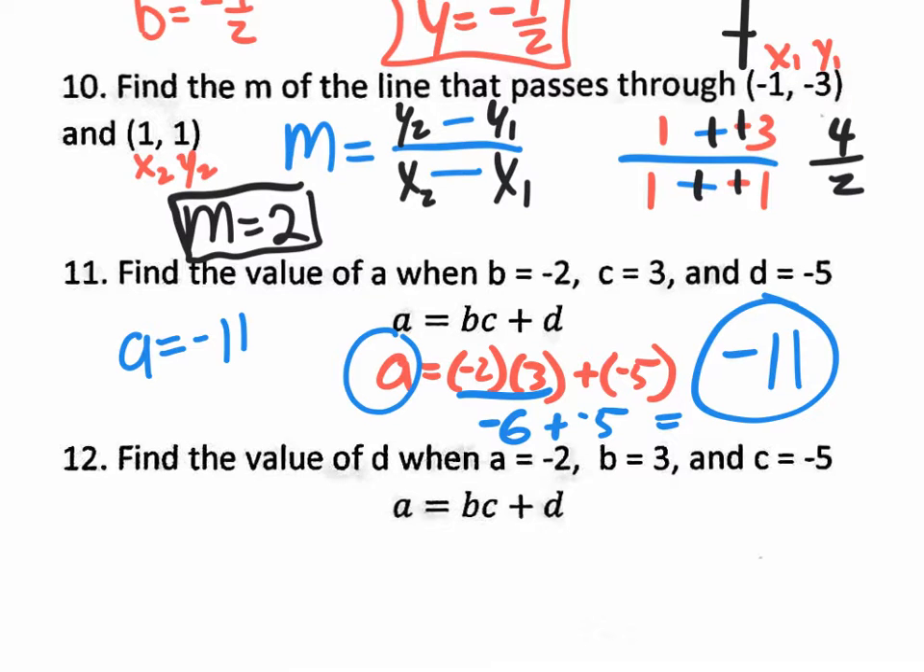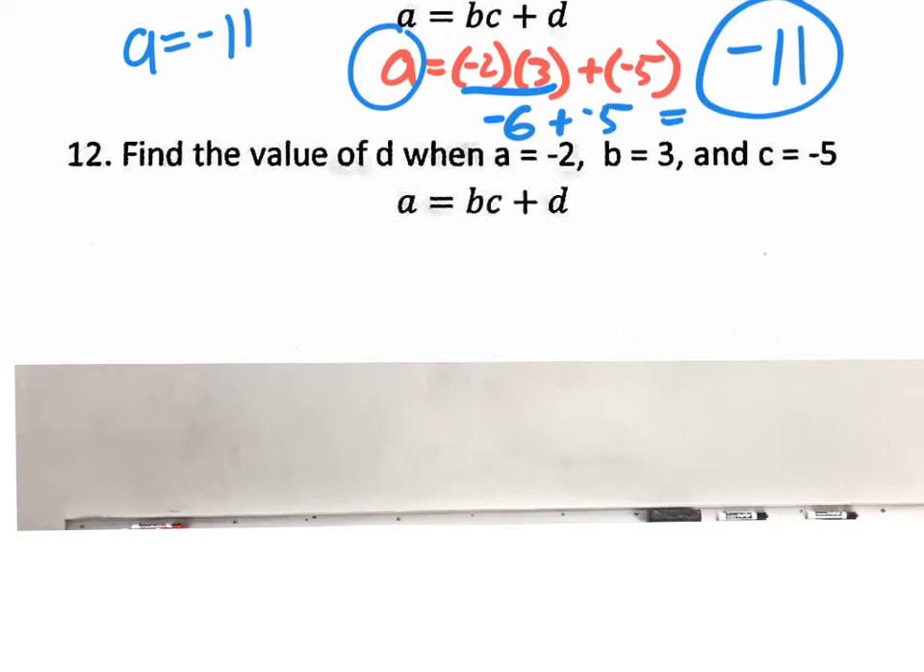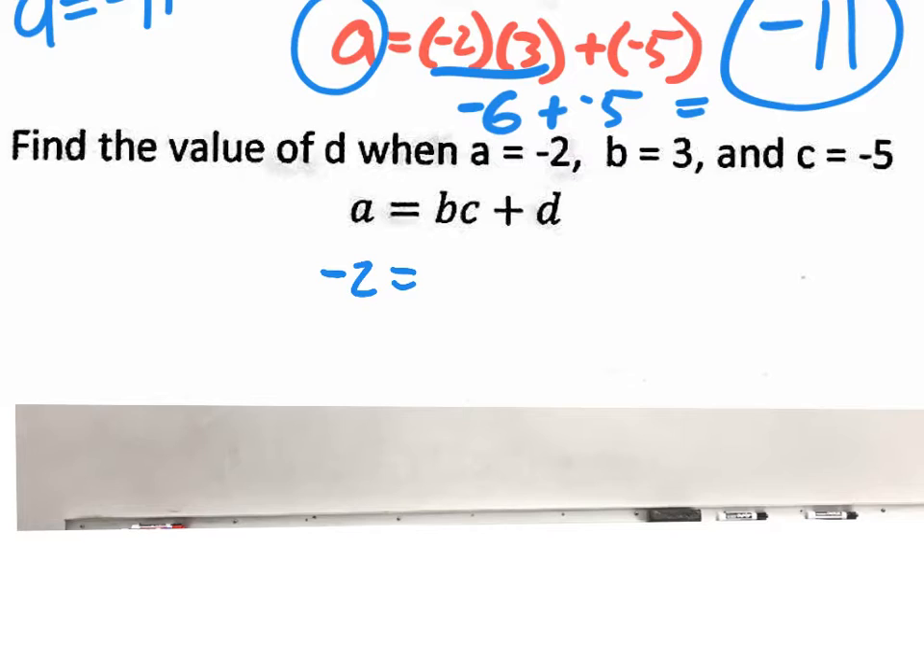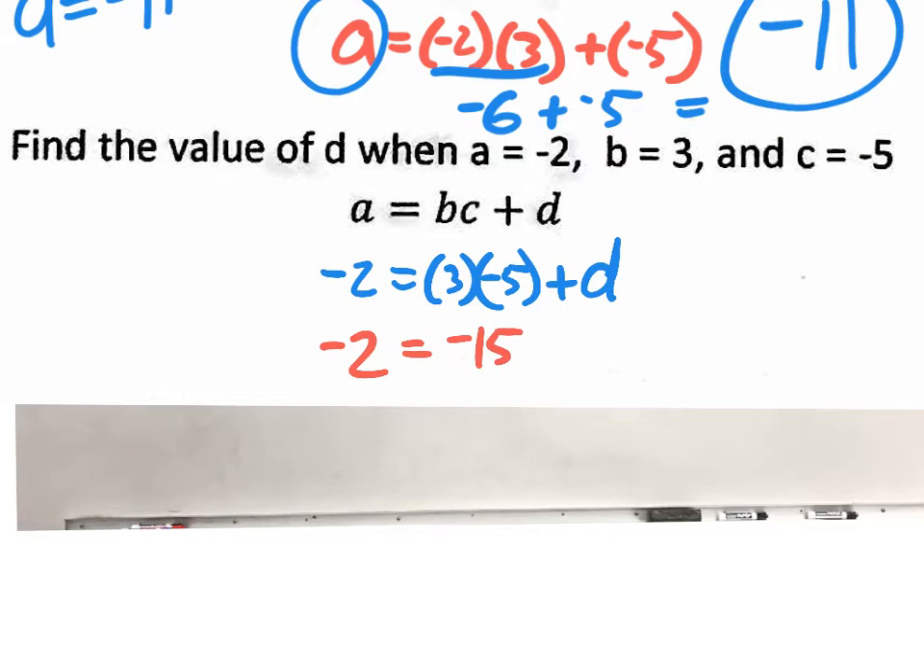Let's do the same for the last one. Anybody has done number 12 already? What's the answer for number 12? Anybody? 13. Okay, so again, let's just substitute. We're plugging in the A value is negative 2 equals the B value is 3. The C value is negative 5. Put it in with parentheses so you could remember to multiply. The D value we don't know. So let's work it out. You're going to have negative 2 equals negative 15 plus D. So the final step would be to add 15 and add 15. And you will get the final answer D equals 13.